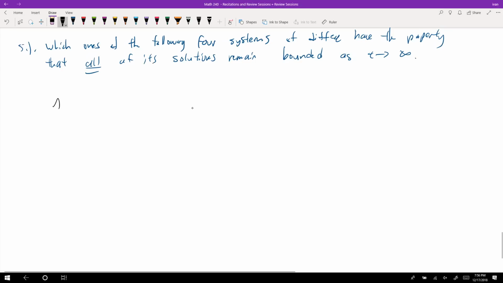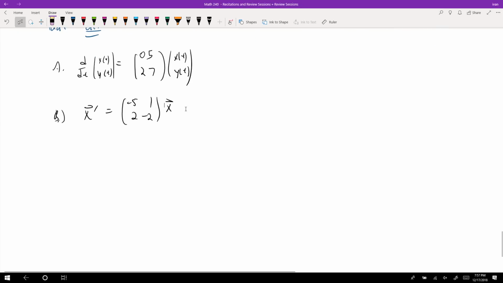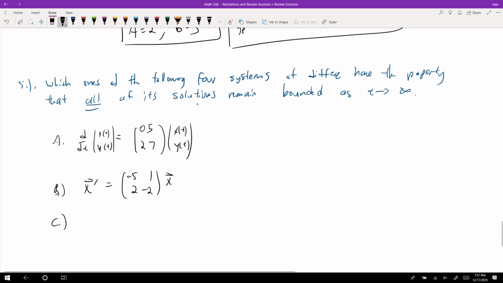So you have d/dt of (x(t), y(t)) equals the matrix [0, 5; 2, 7] times (x(t), y(t)). All right, this is the last time I'm gonna write it like this. B, x prime is equal to [negative 5, 1; 2, negative 2] x. C, x prime is equal to [1, 1; negative 1, negative 1] x. And D, x prime is equal to [2, 3; 1, 1] x. So you have 4 systems of equations, and you have to figure out which of these have bounded solutions as t goes to infinity.